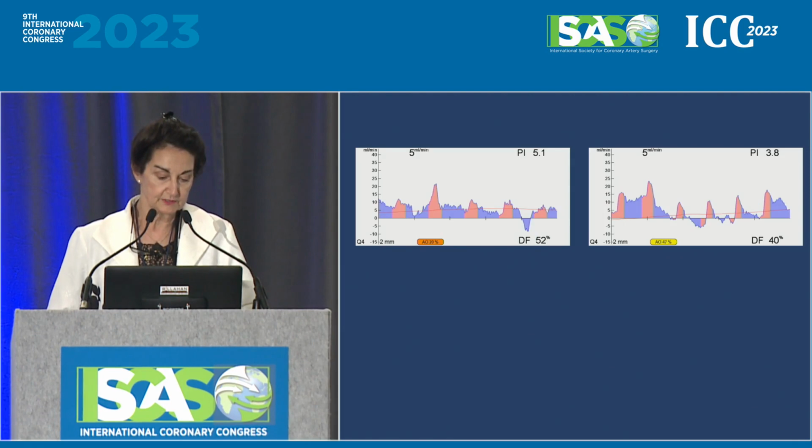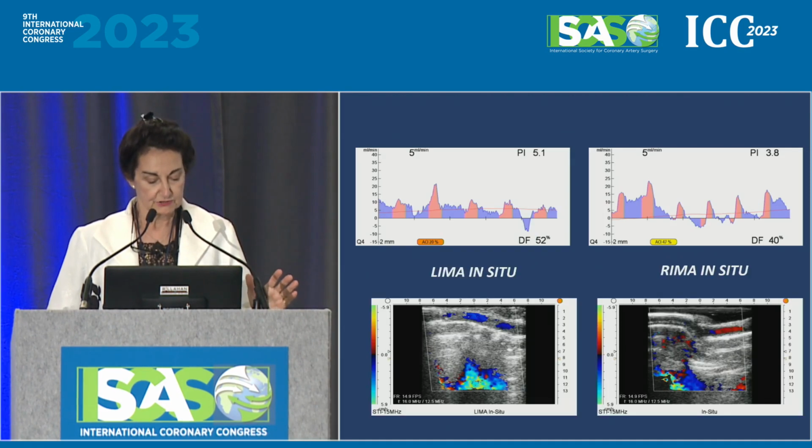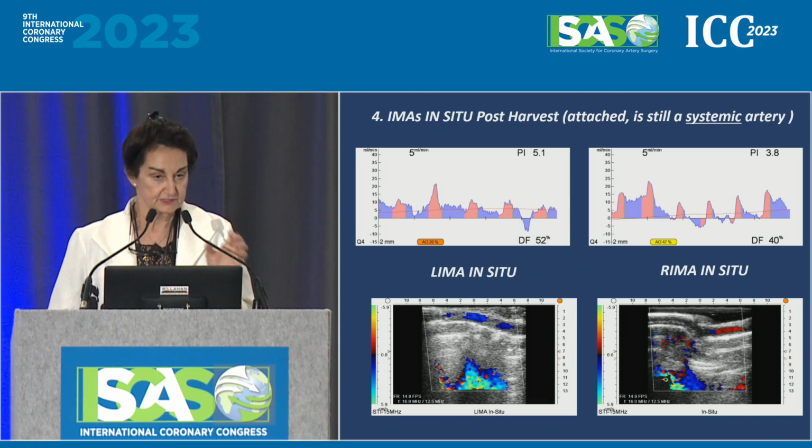Now this is an odd one. You see a lot of systolic flow and some diastolic flow, and this is a LIMA in situ, a RIMA in situ. This is post-harvest, it's still attached, and it's still a systemic artery, so you do see the pink spikes.